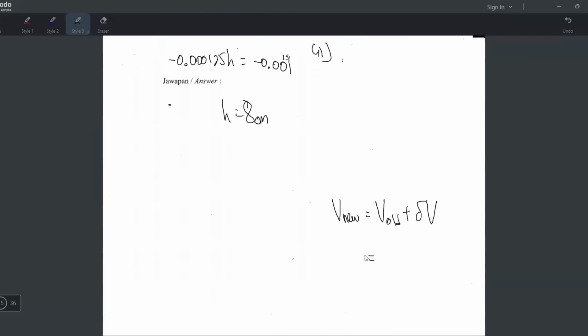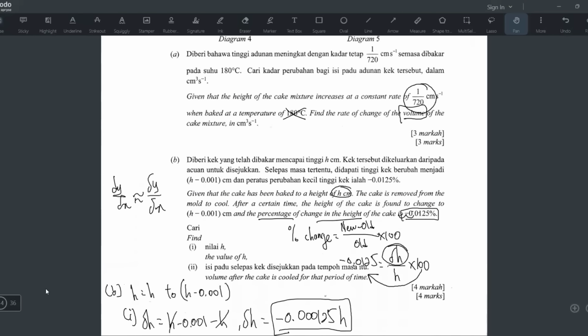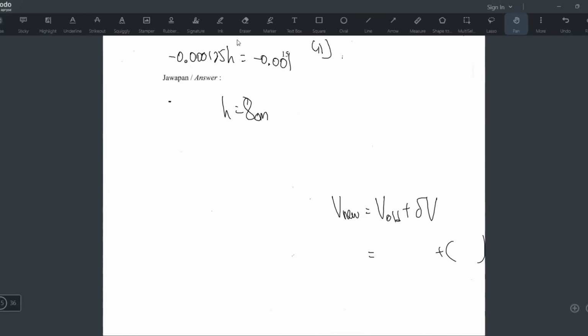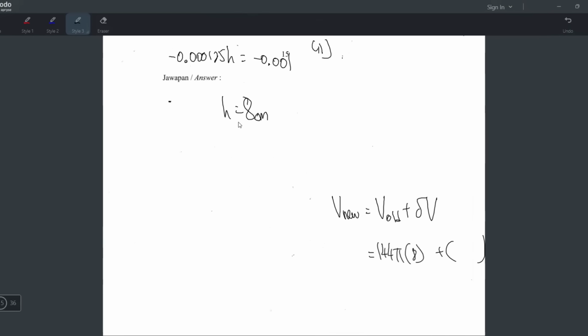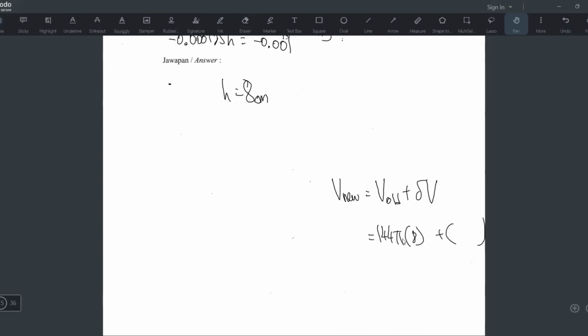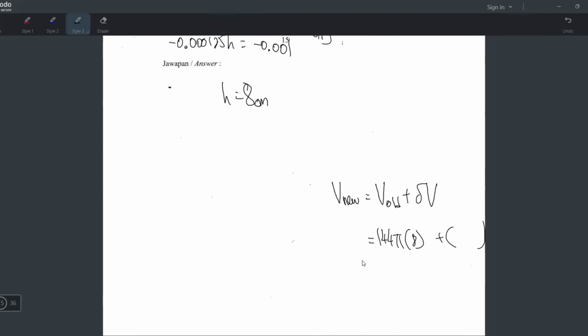Let's talk about how to get the V new first. So we have to take V old plus delta V. Delta V definitely we have to find later. And the V old will just be the original equation. What's the original equation? This one, 144 pi h. But the h we can sub with the 8, because that's the original h, the old h. So you sub the old h inside the equation, you get the old V. So let's press this first. 144 times 8, you get 1152 pi. But of course, you have to add the delta V, the small change in V, to get the new volume.